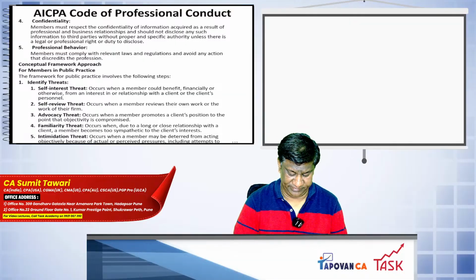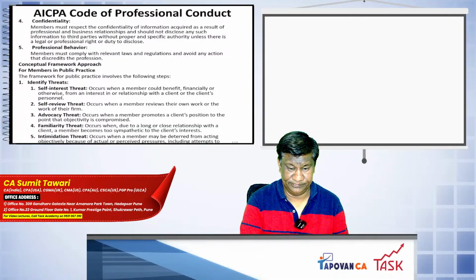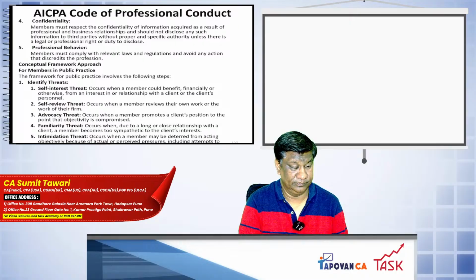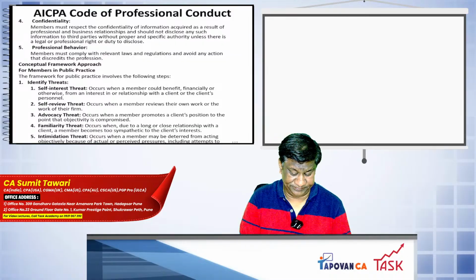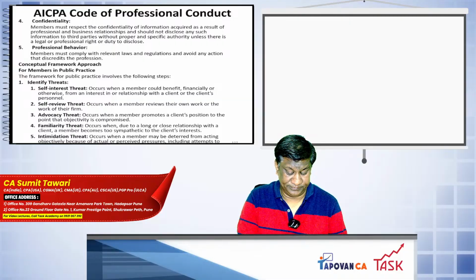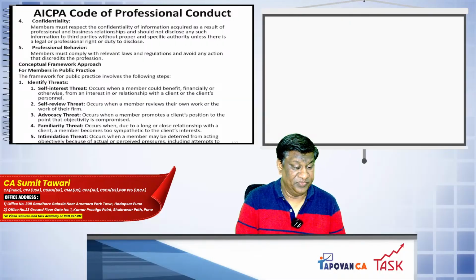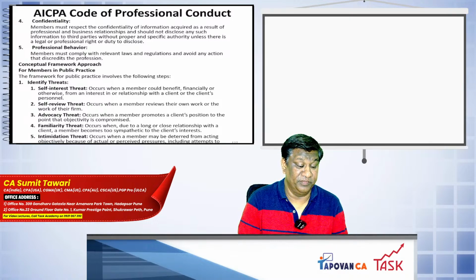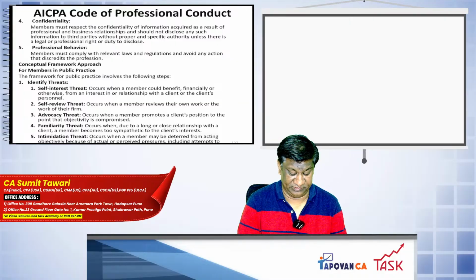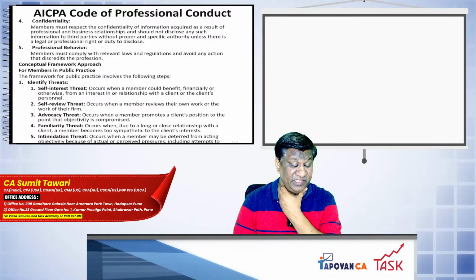Advocacy threat. Any idea? No, sir. Okay. So it occurs when a member promotes a client's position to the point that objectivity is compromised. Okay, so first, what is objectivity?